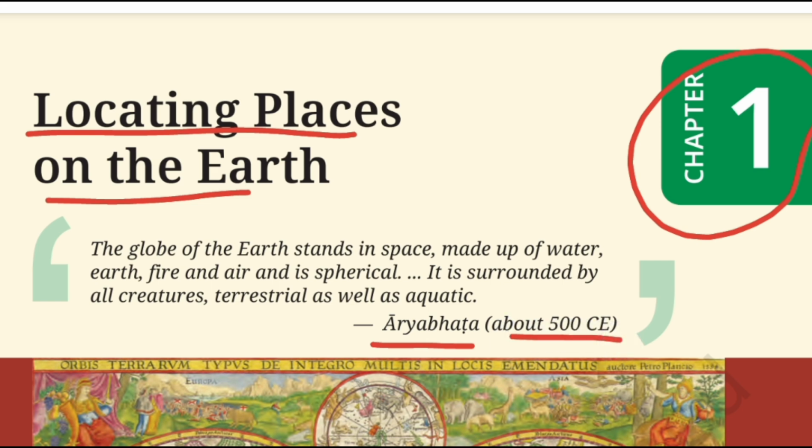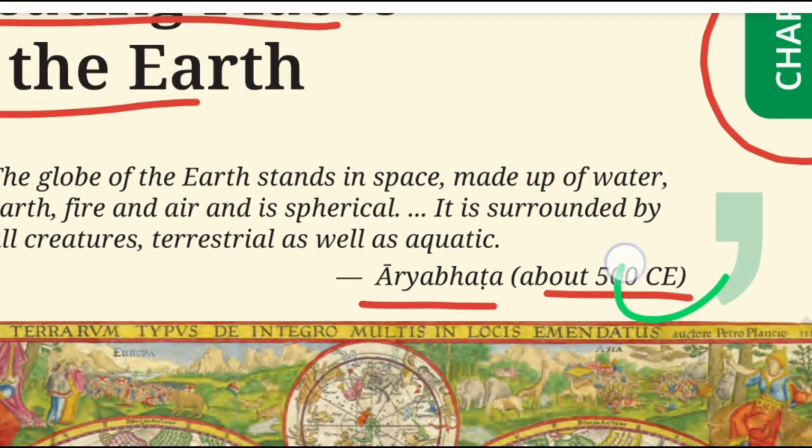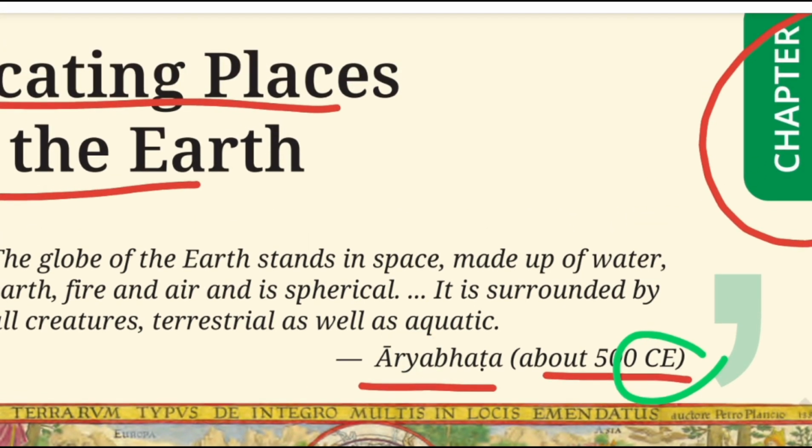Okay, there is a term we don't know, isn't it? CE. CE means common era. What is this common era? I will just give an example. This year is 2024, isn't it? Why is it 2024? Do you ever think like that? Basically, what do you mean by 2024?